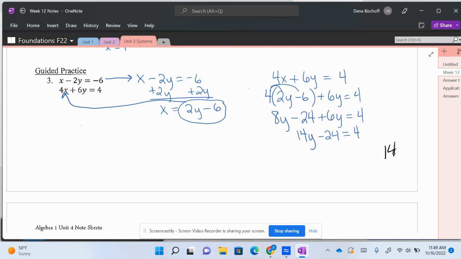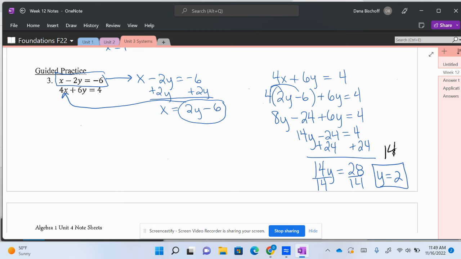What do I need to do now? Yeah, good job. I'm going to add that 24 on both sides. You guys are doing awesome at this. So 14y equals 28. Divide both sides by 14, and I find out that y equals what? So this is the first time we've solved an equation where we got y, the y solution first, right?